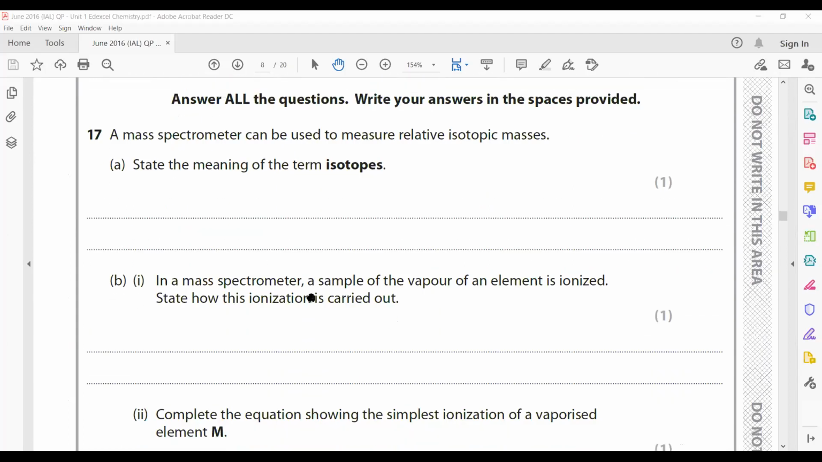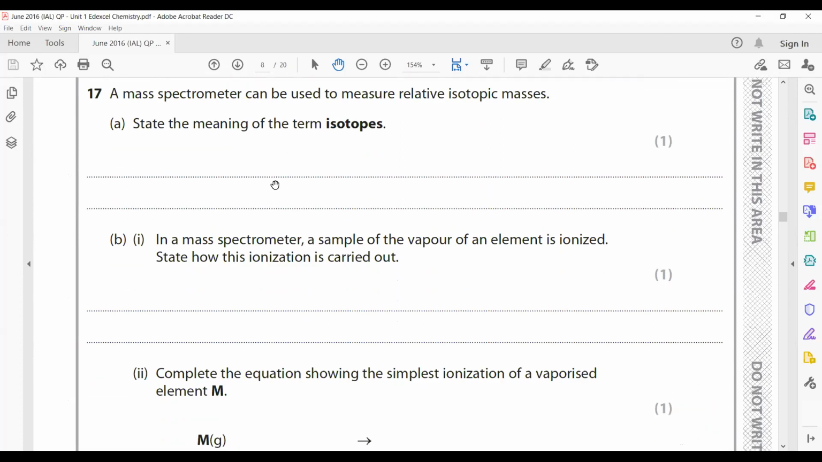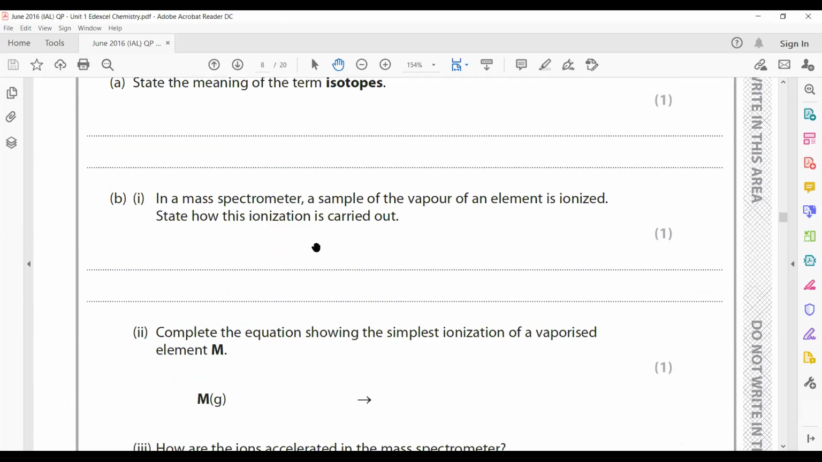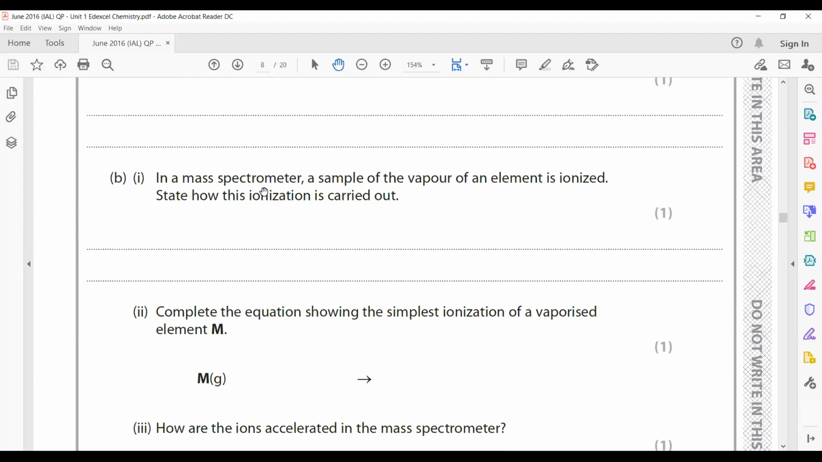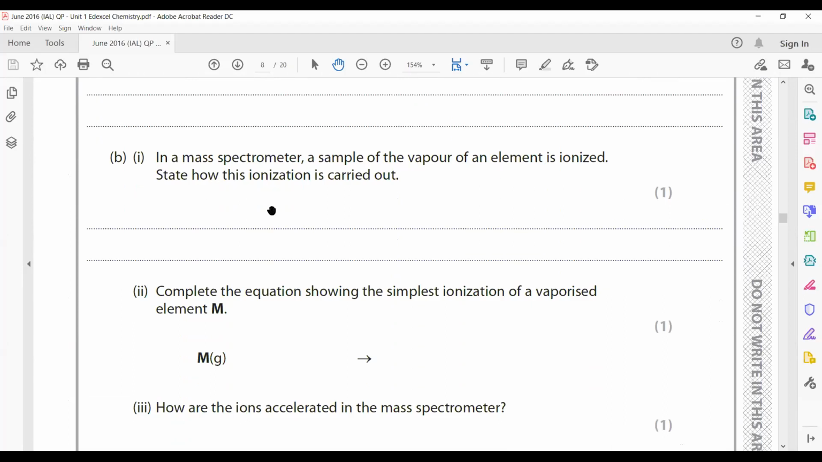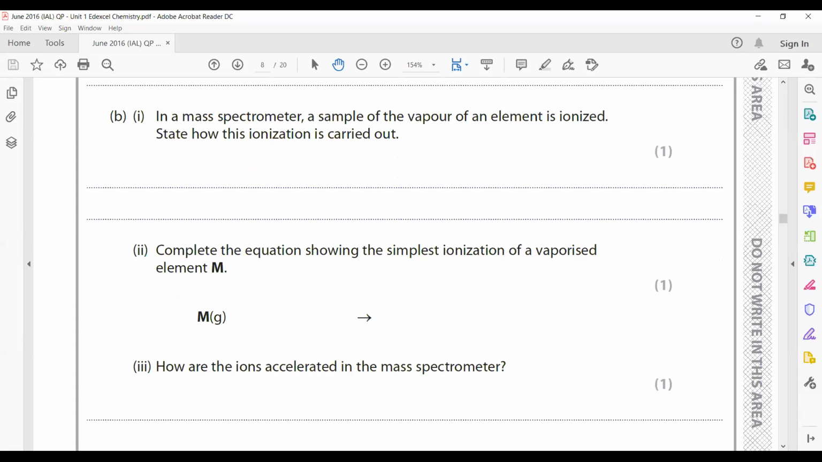Question number 17, the structure question, question 17. Is there any doubt in any part of this question 17? So in question 17, part D1, in a mass spectrometer, a sample of the vapor of an element is ionized. State how this ionization is carried out. So how we carry out this ionization?